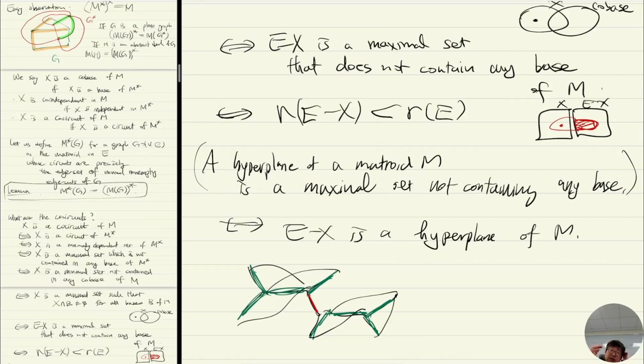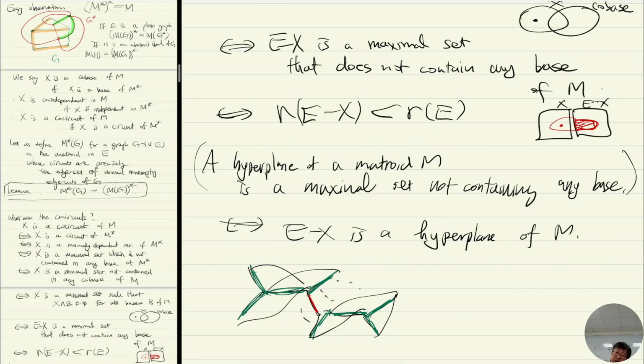So think of this process. I start with the green edges, so the rank is 1 less than the rank of the whole matroid. And then for black edges, adding a black edge to the green edges doesn't increase the rank because it doesn't span more vertices, right? So I keep adding those green edges, all the green edges except this, right? So that's the hyperplane.